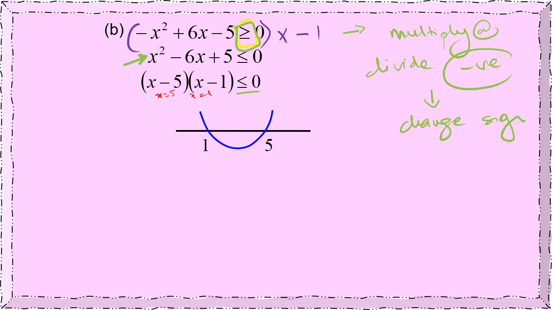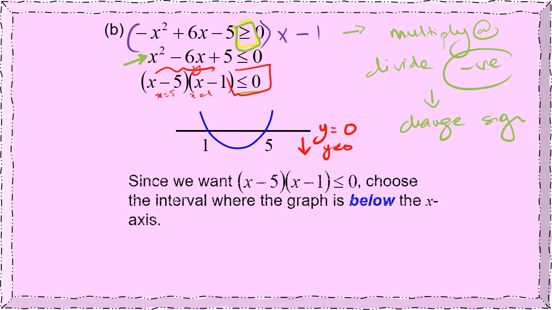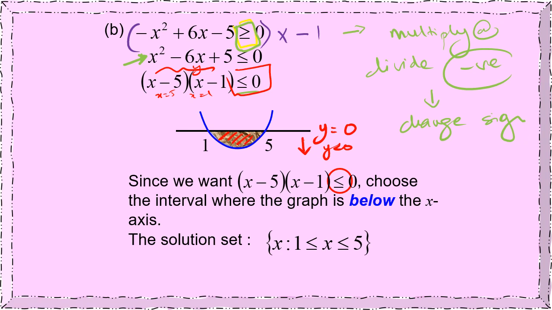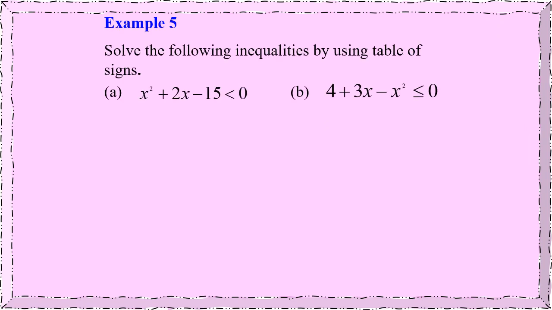And now what we want to do is to find the value of y. This is y, right? Y less than or equal to 0. So if less than or equal to 0, we want to find the value of y below the x-axis. This is the area for y less than 0. So we have to take the in between. Below the x-axis will be in between 1 and 5. So the answer should be x in between, or equal to, 1 to 5. In interval form, it will be closed bracket from 1 to 5.